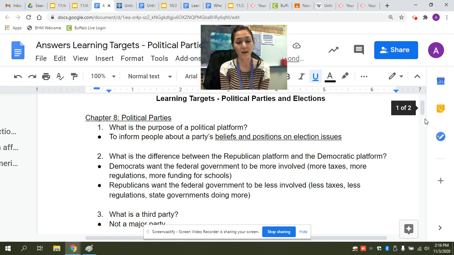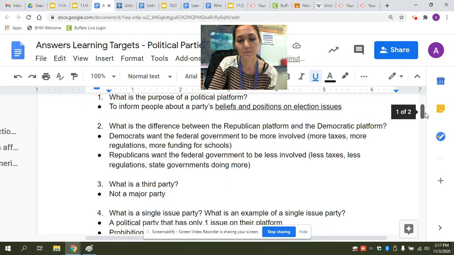And they would rather have the state governments do more rather than the federal government doing more to address those issues. So, for example, with issues of education, they'd rather the state government did more or got to decide more on their education system. If you need more time to write that down, put the video on pause, push play when you're ready.